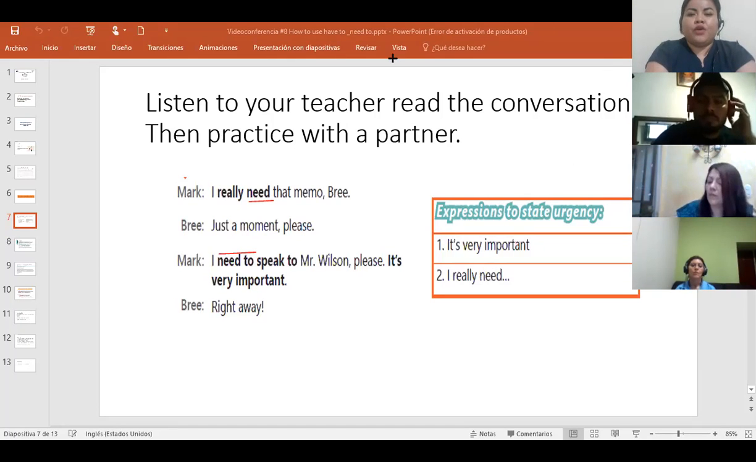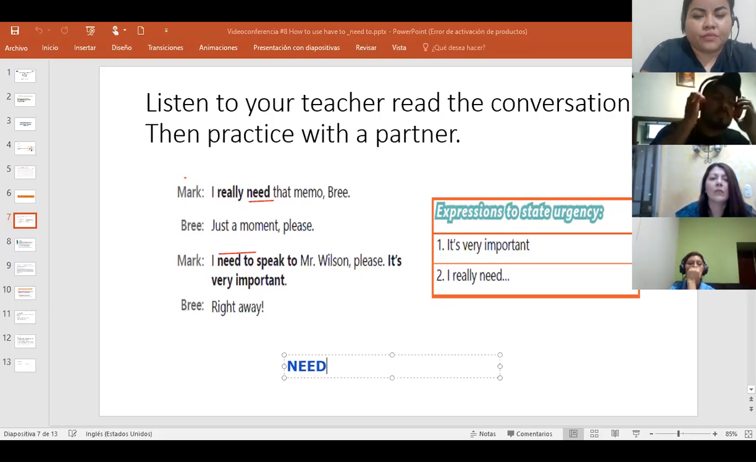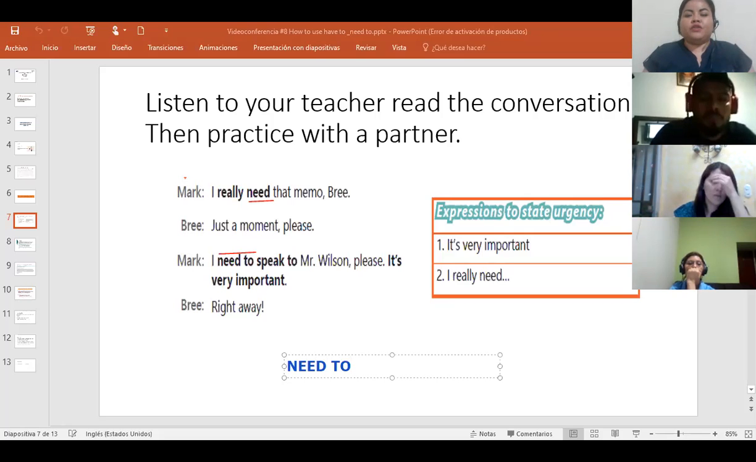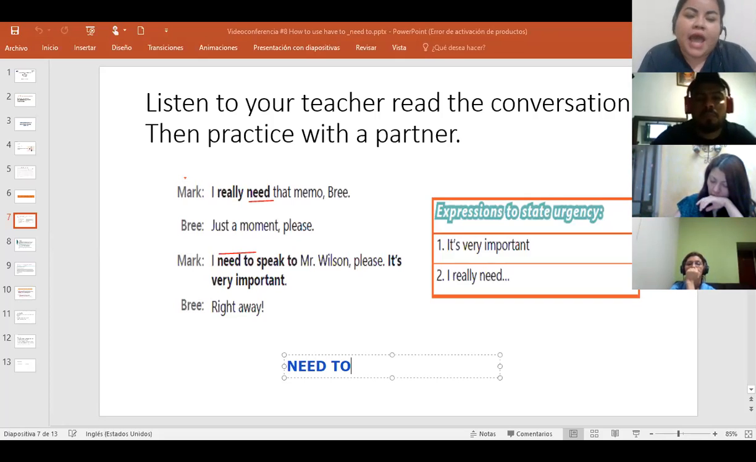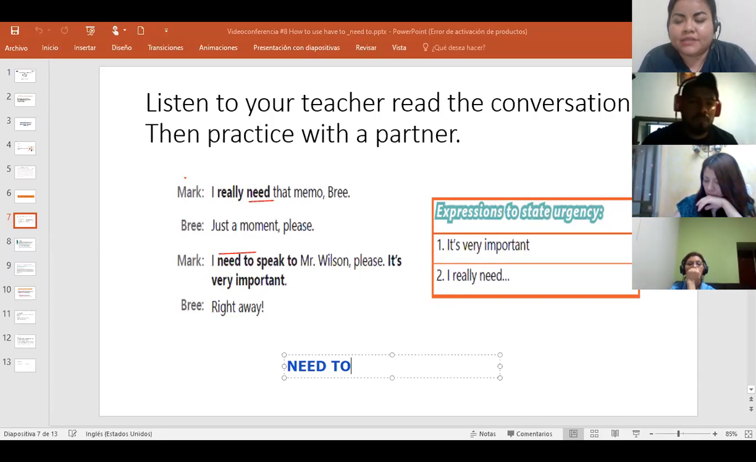That we are going to use need to, right? When it's something with an urgency. It's very, very important, right? It's something very, very important. For example, I need to plan my classes every Monday. I need to. Es una necesidad. Debo hacer eso, right?